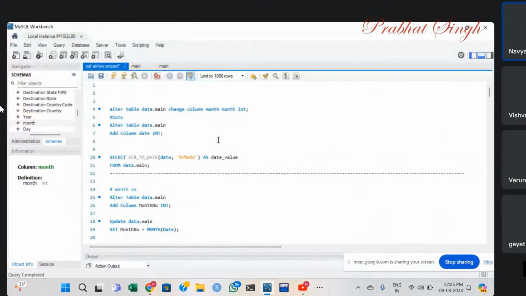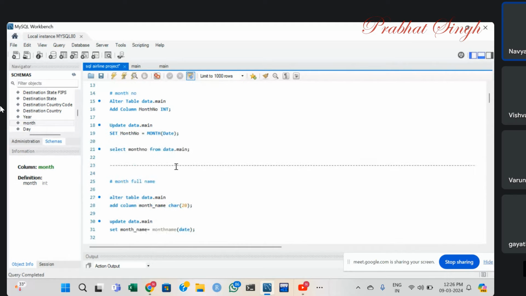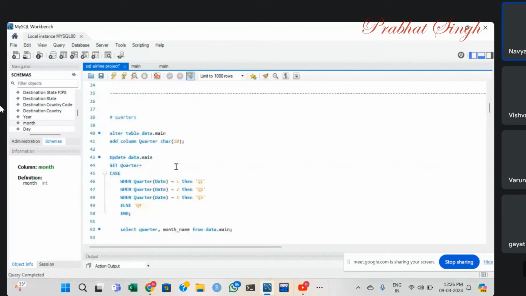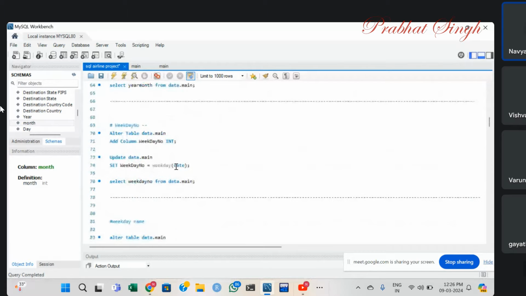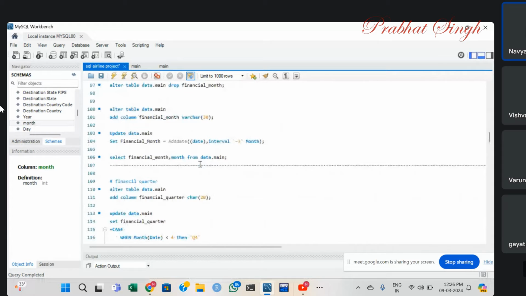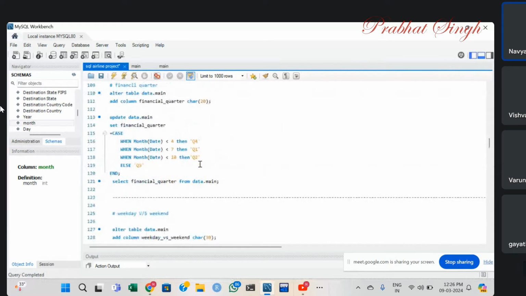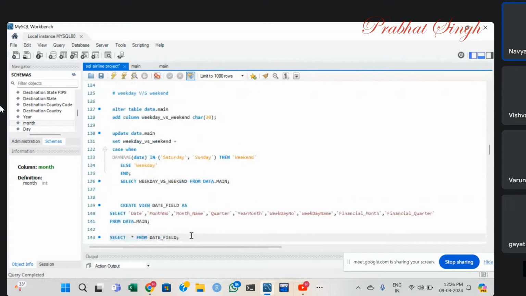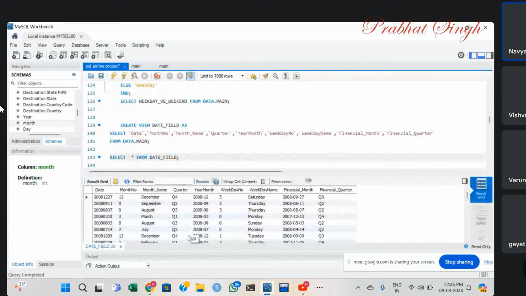Good afternoon, everyone. I'm Navya from Group 3. Today I'm going to present SQL Cloud Airlines. First, we imported our main data table into SQL, and we created date, month number, month full name, quarter, year of month, weekday number, weekday name, financial quarter, and financial month. Here we can see all the calculations we have done.